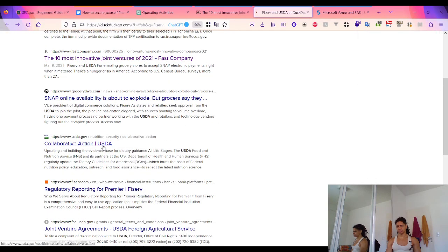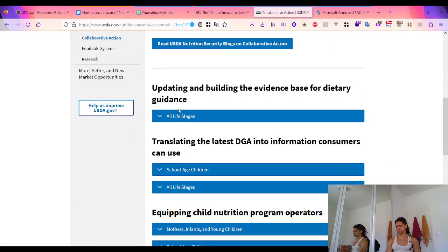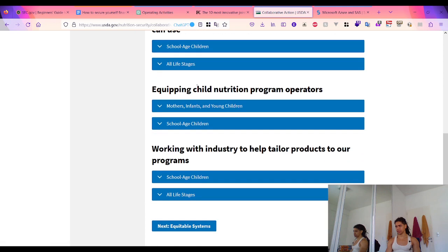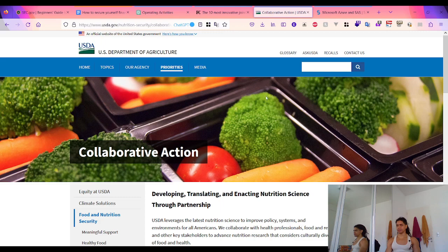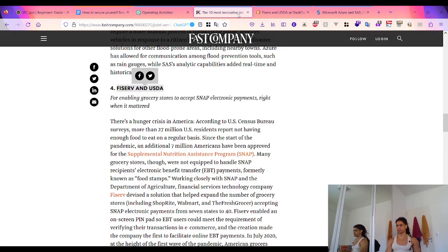Collaboration actions. Translating the latest DGA into information consumers can use. Equipment child nutrition program operator. Working with industry to help tailor. But in any case, okay. The USDA and FISERV.